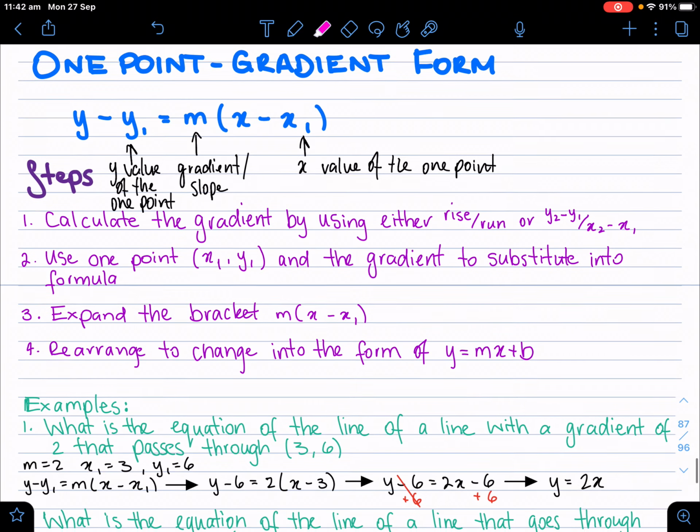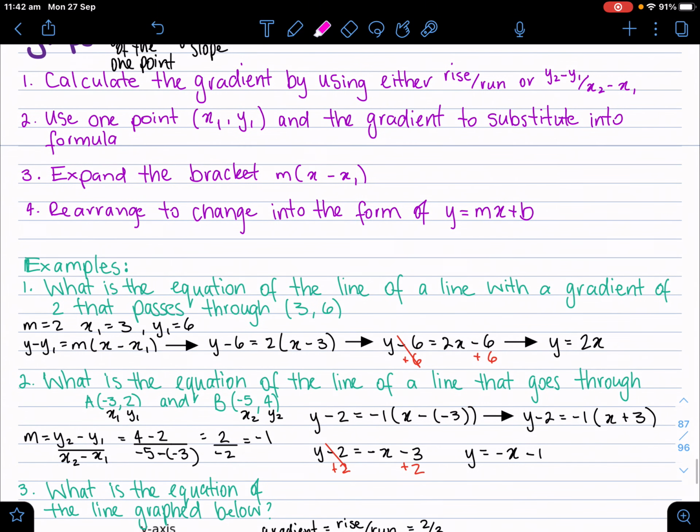Let's go through an example of using these steps just so everything makes a little bit more sense. Step 1. Let's read the question first. What is the equation of a line with a gradient of 2? So my gradient is 2. I write that there. m equals 2. And this line passes through the point (3, 6). So they've given me 1 point and they've given me the gradient. And that's why it's called the one-point gradient form. So the point (3, 6) is x1, y1.